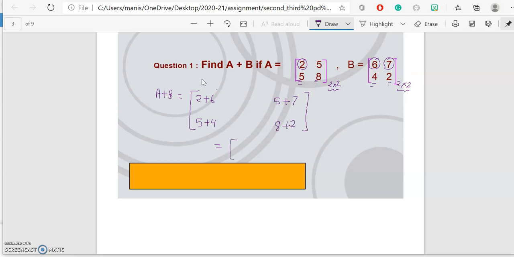So my final answer will be 2 plus 6 is 8, 5 plus 7 is 12, 4 plus 5 is 9, and this is your 10. And make sure you write the order of the matrix. That's your 2 by 2, and this is your answer for this question. This is a 2 by 2 matrix.